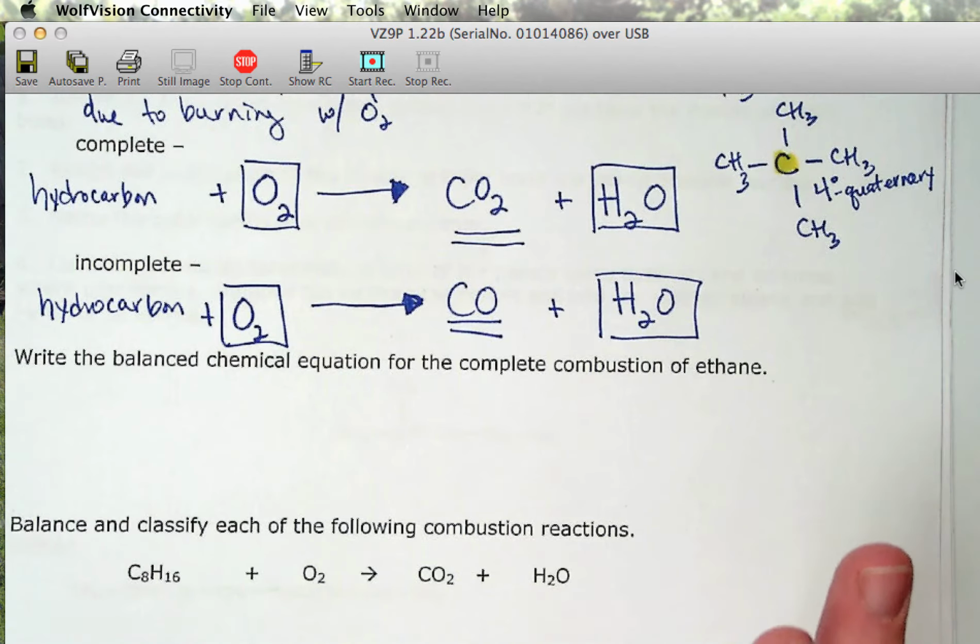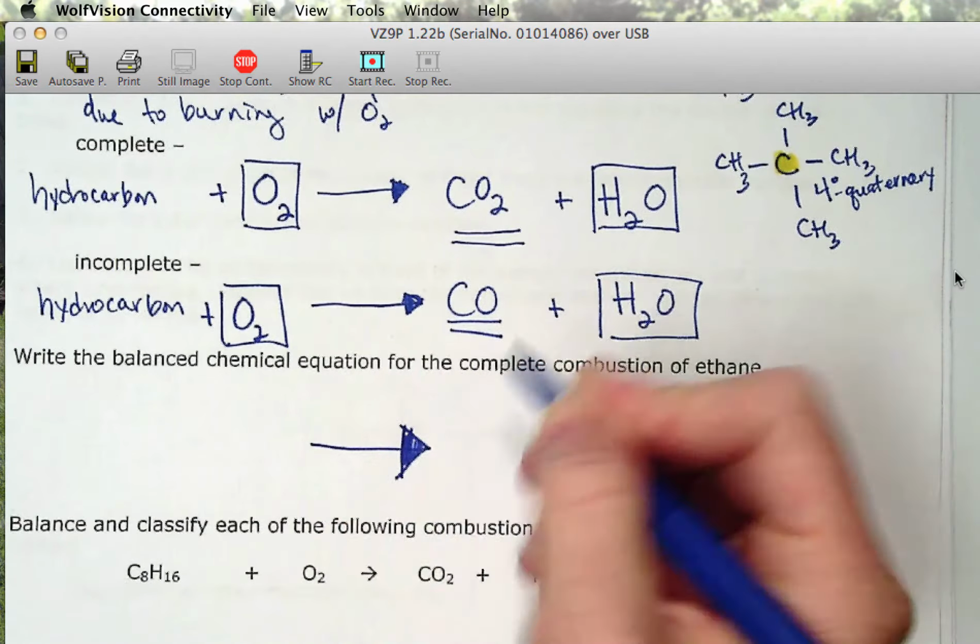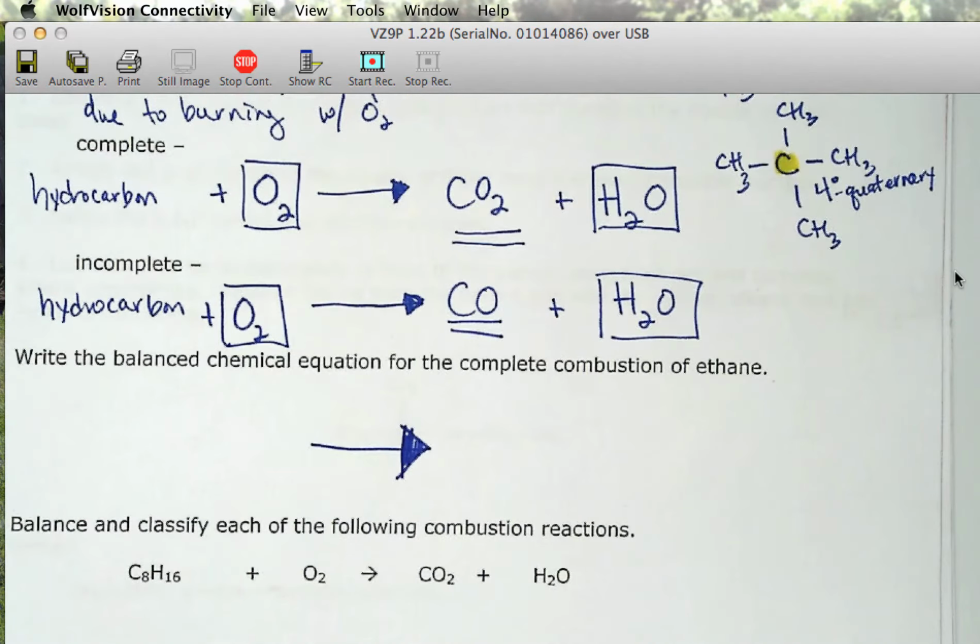Probably the first thing that is helpful when working with these reactions is to just draw your arrow. You know, start there. And you've done something. You're moving in the right direction. You're getting that answer put down.